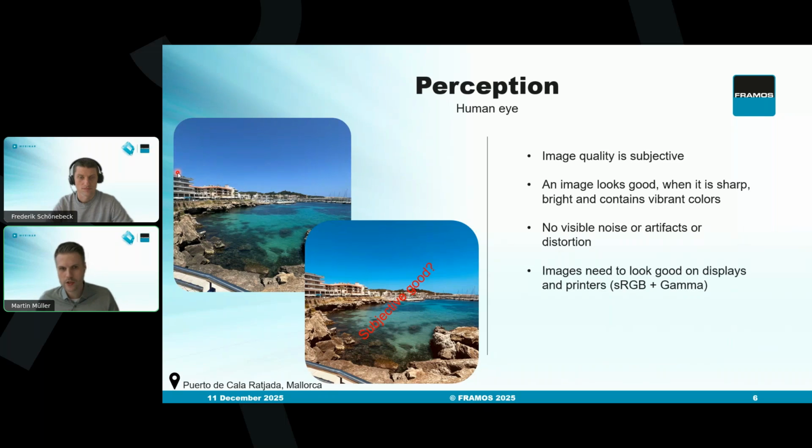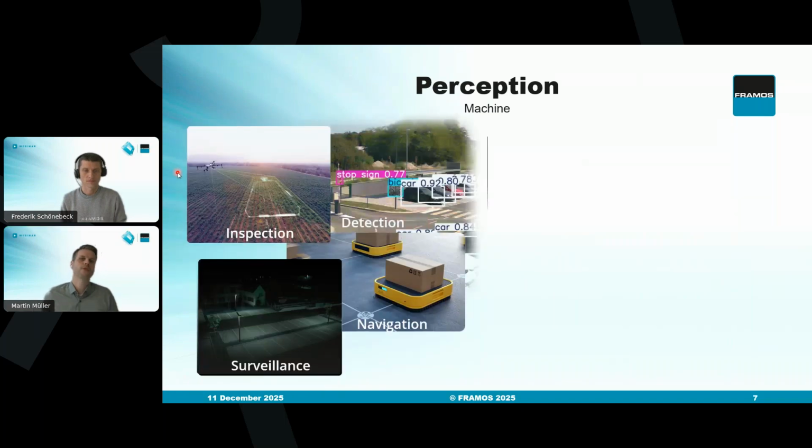Usually images for humans need to be placed in the sRGB color space, meaning that we will need to apply some gamma function to the colors and to the brightness so that the images look good to the human eye. That usually implies leaving the linear image color space. For machines, this is a bit different.